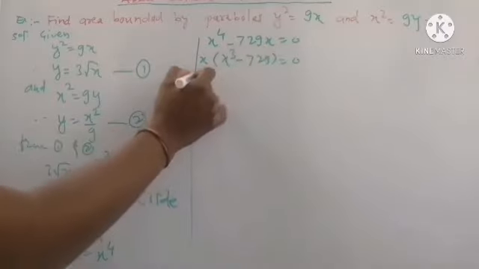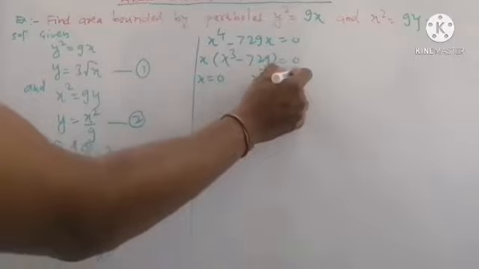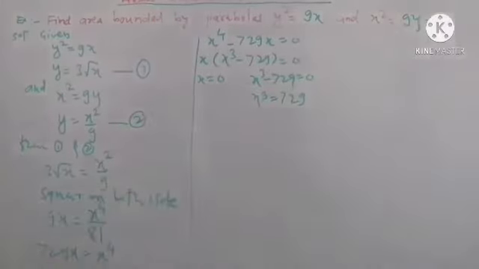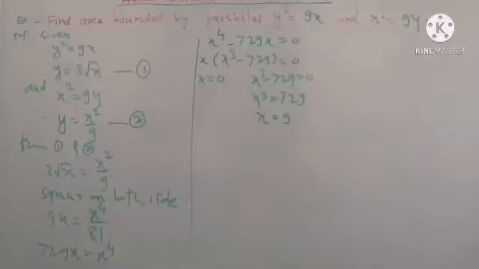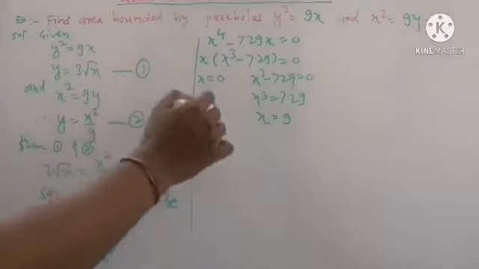As we need two factors, the first factor x is equal to 0, or the second factor x cube minus 729 is equal to 0. That means x cube is equal to 729. And we know the number 9 has the cube 729. So cube root of x cube is x and cube root of 729 is 9. So x is equal to 0 and x is equal to 9 are the two x coordinates of the points of intersection between the given two curves. So the area between these two curves has a limit from 0 to 9.